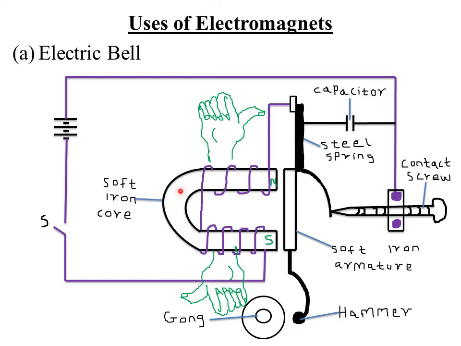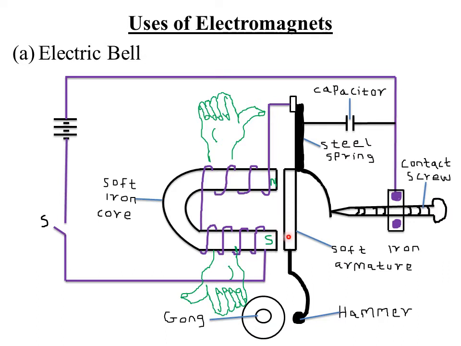Now, whenever current flows through a winding or a cable that has been wound over a soft magnetic material, the magnetic material gets magnetized through the electrical method. Then when this soft iron core gets magnetized, it has the ability to attract any magnetic material close to it. So it induces magnetism in the soft iron armature, or it attracts the soft iron armature.